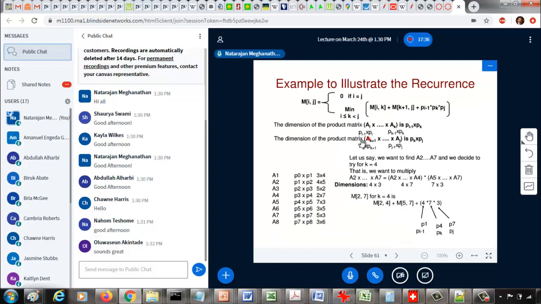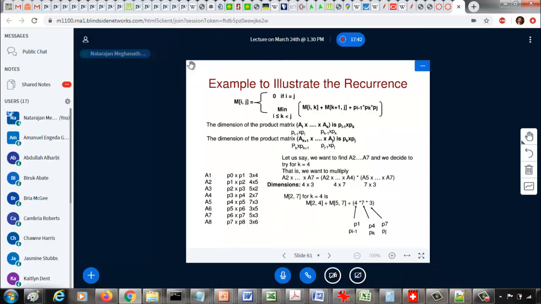Okay, so this Ai is going to be of dimension, according to our convention, p(i-1) times p(i), right? Because any matrix with index i, its dimension is going to be one less than that many rows, p(i-1). That's the index for the number of rows, and then p(i) for the columns. Then Ak is going to be p(k-1) rows and p(k) columns.